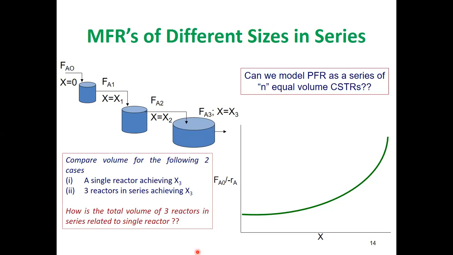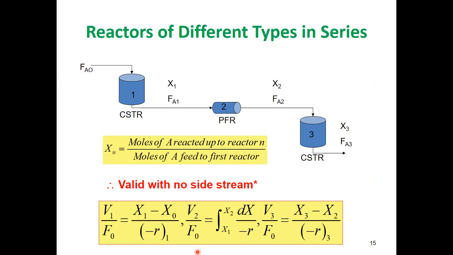Okay, so it is clear that when you have MFRs of different sizes, you have to do your material balance piece by piece on your units. You cannot use the equations that were shared to you yesterday. Now, what about if you have different reactors of different types in series?